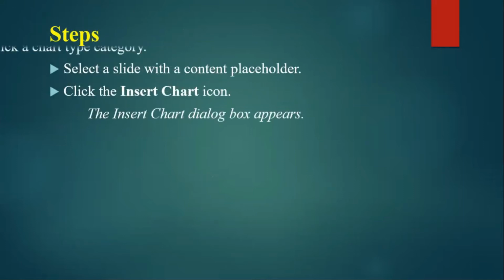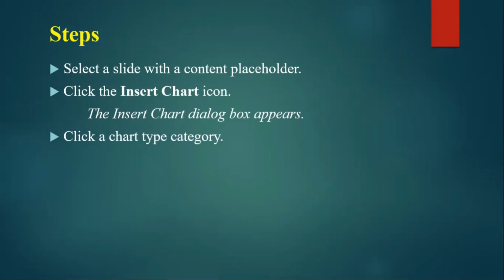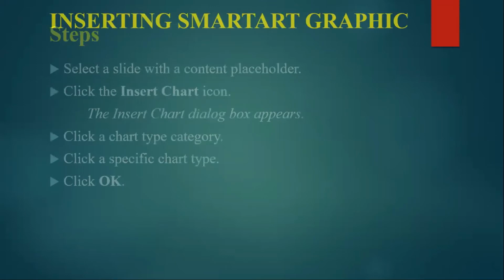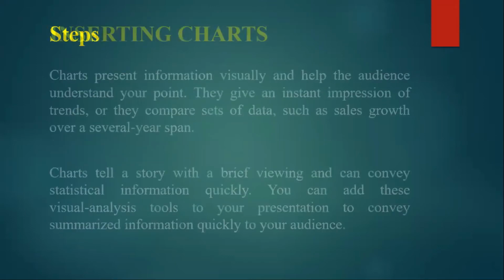Now let's look at the steps we use to create a chart. The steps are on the screen. You first select a slide with a content placeholder. You click the Insert Chart icon. The Insert Chart dialog box appears. You click a chart type category. Then you click a specific chart type. Then you click OK. That's how we insert charts.